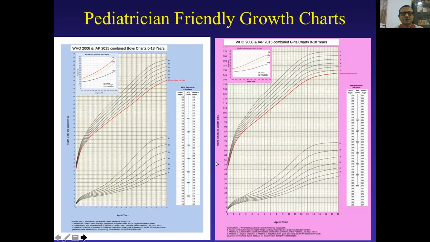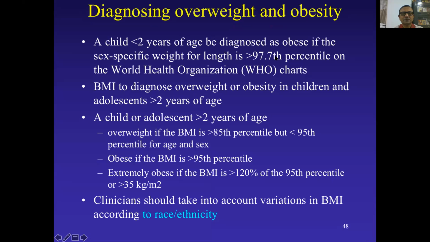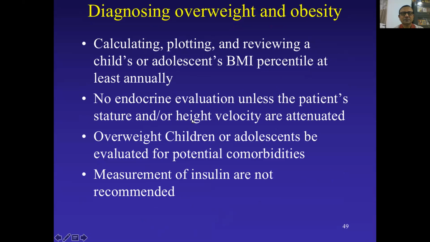Now, these clinical practice guidelines were published by the Endocrine Society in 2017 for pediatric obesity. There are certain things that I would like to highlight. For children who are less than 2 years of age, use higher cutoffs, as I mentioned. For older children, we use the race-ethnicity specific IAP cutoffs. Now, it is important to calculate BMI and plot it regularly.